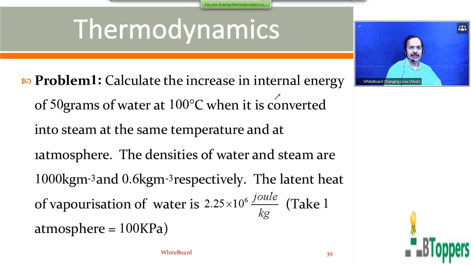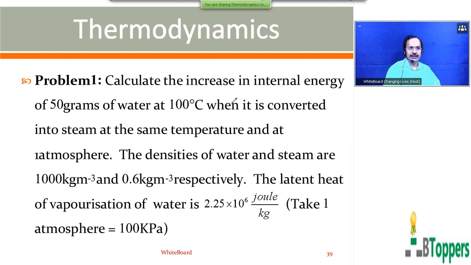Problem 1. Calculate the increase in energy of 50 grams of water at 100 degree centigrade when it is converted into steam at the same temperature and at 1 atmosphere pressure. The densities of water and steam are 1000 kg per cubic meter and 0.6 kg per cubic meter respectively. The latent heat of evaporation of water is 2.25 into 10 power 6 joule per kg. Take 1 atmosphere as 100 kilopascal.